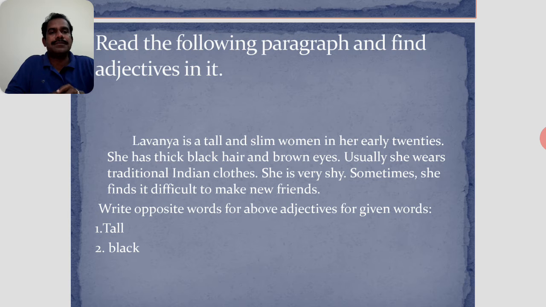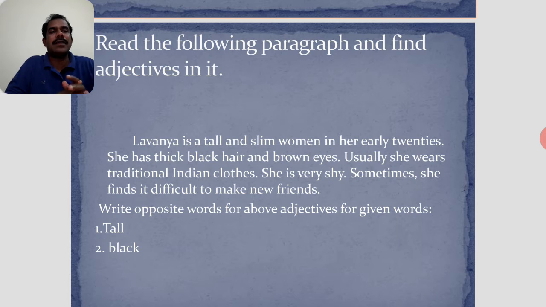Lavanya is a tall and slim woman in her early 20s. She has thick black hair and brown eyes. Usually, she wears traditional Indian clothes. She is very shy. Sometimes she finds it difficult to make new friends.